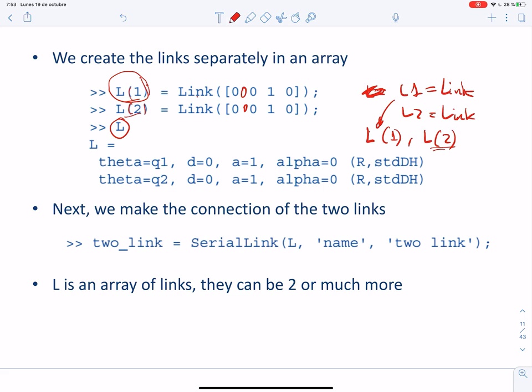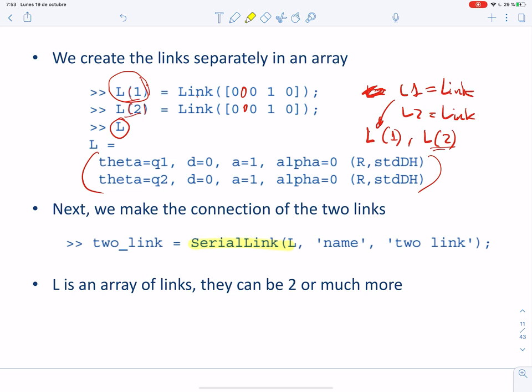If I make these two assignments and I write L just in the prompt line of MATLAB, then MATLAB will give us as a vector the set of the Denavit-Hartenberg parameters of these two links that we have just set. And the nice step is the following.